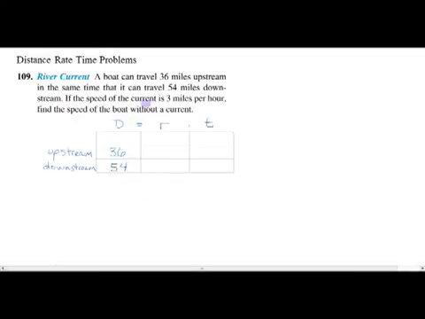The speed of the current is 3 miles per hour, where to find the speed of the boat without a current. Right now is an appropriate time to define your variable. What are we going to let x represent in this problem? We know the speed of the current is 3 miles per hour. We don't know the speed of the boat. So let x equal the speed of the boat without a current.